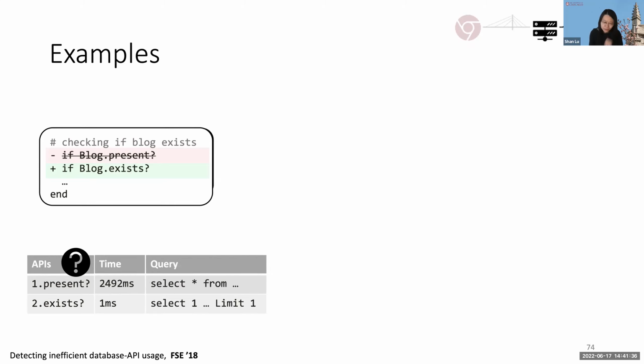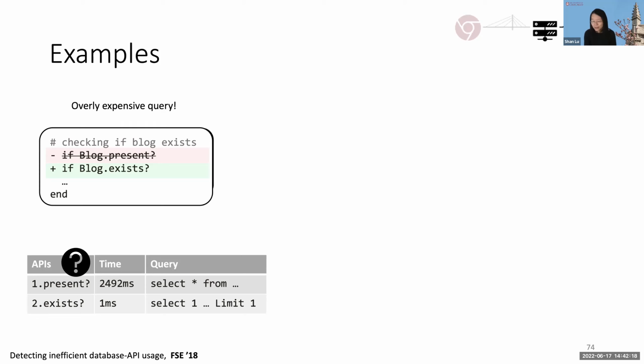The reason is, it turns out the first, present, will be translated to a select star query. You get all the records, and all the records will be sent to the application server. The application server then checks whether you have more than one record, and then returns a Boolean to this if checking. And this .exist will be translated to a limit 1 query. So when it finds the first record that satisfies this condition, it immediately returns.